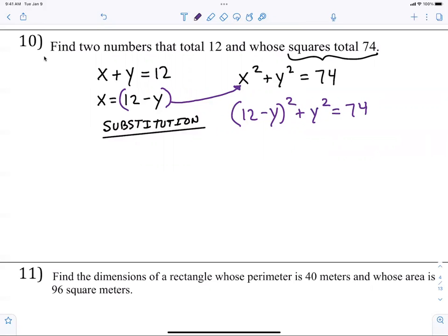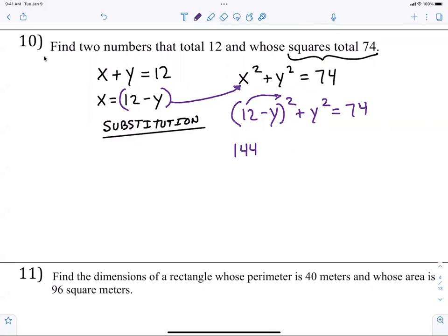How do you know to put parentheses or not? You're making a substitution. You need parentheses. How do you know not to put the square inside the parentheses? Because then you wouldn't be squaring 12 minus y. You're squaring that quantity. All right. When you make a substitution, the parentheses are always required. All right. Now, who can tell me what 12 squared is?